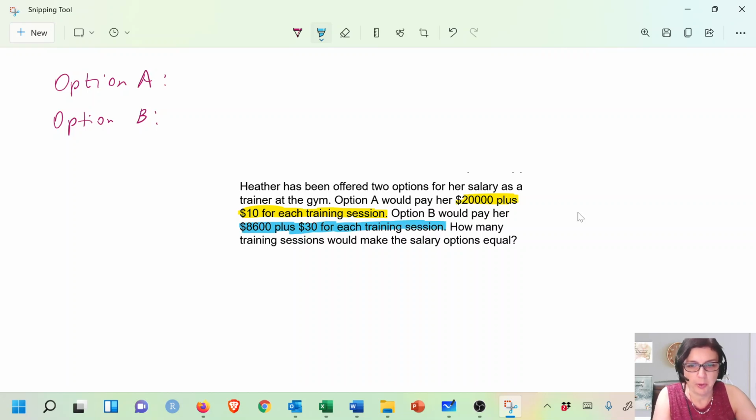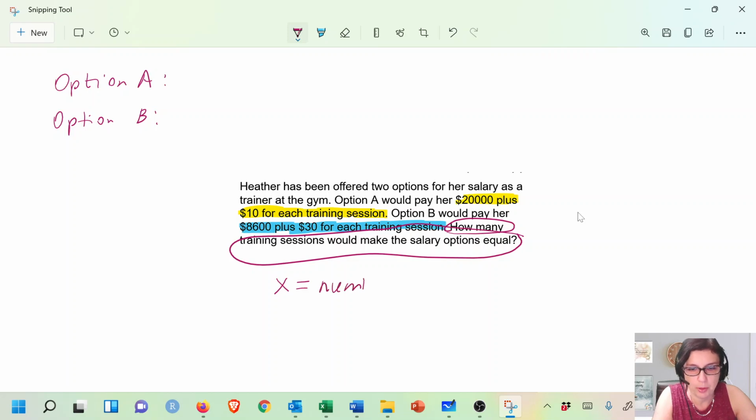Okay, that's great, but what is it that we're trying to find? What's X? Like I said, this is just X here. You don't have X and Y, so it's just X. In order to figure out the X, always start at the end. The question says, how many training sessions would make the salary equal? So change the words how many to number. You're just going to say number of training sessions. That's your X.